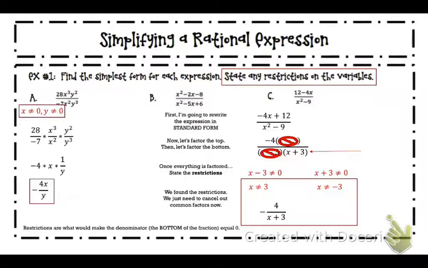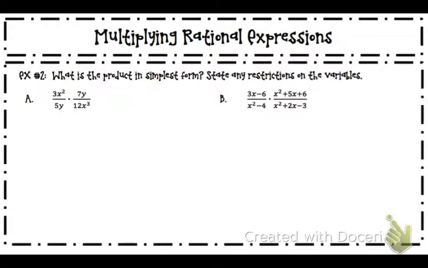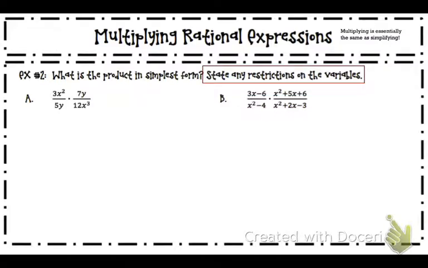So multiplying rational expressions. We have to find the product in the simplest form, and we have to state restrictions. Okay, so multiplying is essentially the same exact thing as simplifying. We just have more to simplify. So we're going to state the restrictions first in example A. On example A, x cannot equal 0, y cannot equal 0, because that would make those denominators equal 0. Okay, so we're done with restrictions.